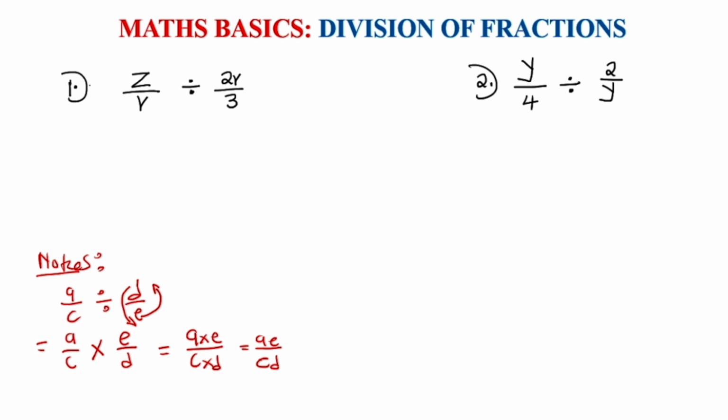Here are the steps. You are given two fractions that are dividing each other. What you do, you take the first fraction as it is, you write it down. Then the division sign changes, and it becomes the multiplication sign. When it becomes the multiplication sign, the second fraction that comes after that will have the top become the bottom, and the bottom become the top. So the numerator will become the denominator, and the denominator will become the numerator.